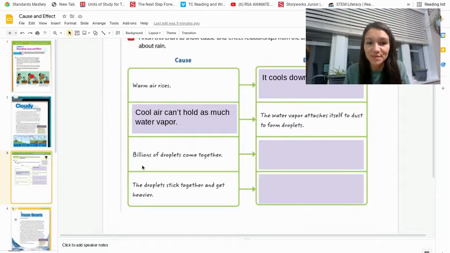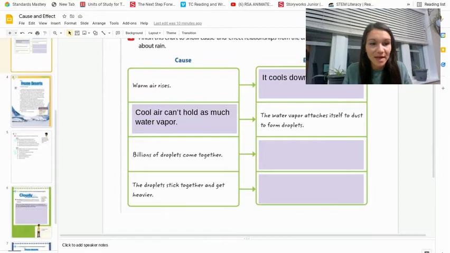The cause is billions of droplets come together. This is why something happens. You're going to tell me what happens as a result of those billions of droplets coming together. And then you're going to tell what happens as a result of the droplets sticking together and getting heavier. Remember to go back into the text to find your answers.